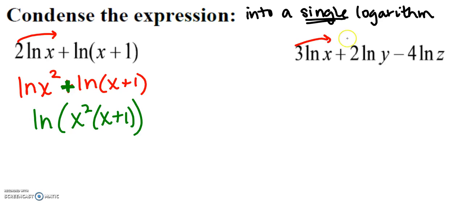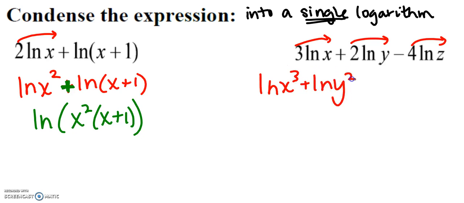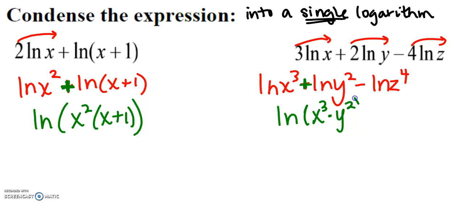Here, I've got some powers I can move. So this is going to be the natural log of x to the third plus the natural log of y squared minus the natural log of z to the fourth. Well, now I've got addition here. So I know that can be changed into multiplication. Then I still have this minus z to the fourth.